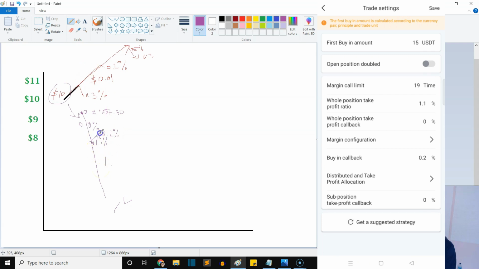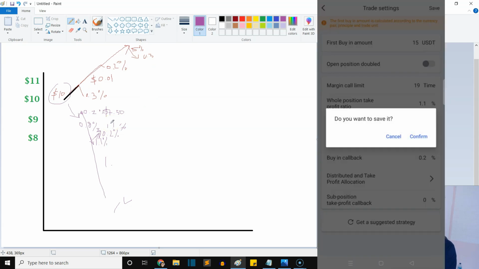And the sub position take profit callback, the same thing with this one. When it goes up by 1.1%, it will sell. At the bottom, it will sell. It will not wait until retract, since it's set to 0%. It's not set to 0.3% like at the top right here that I just showed you. So that's what it means for this setting inside the trade settings.